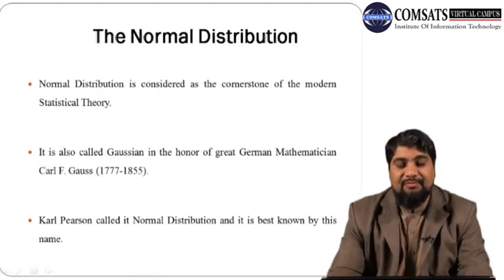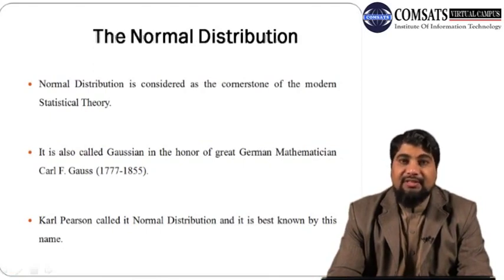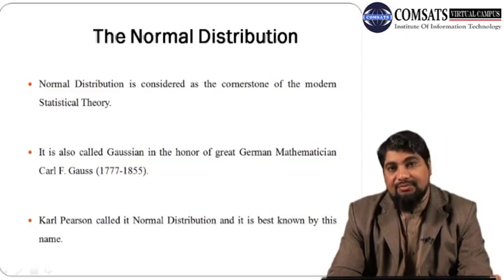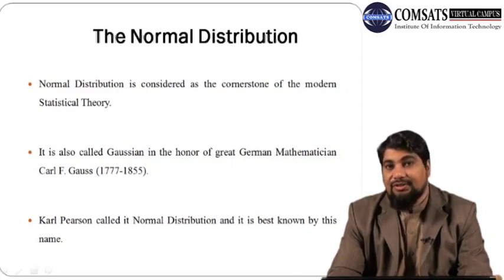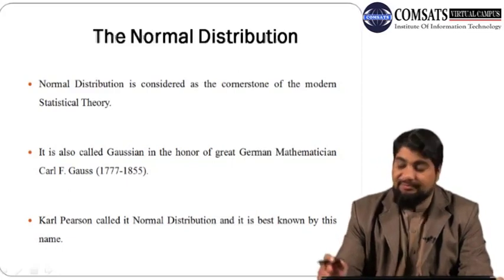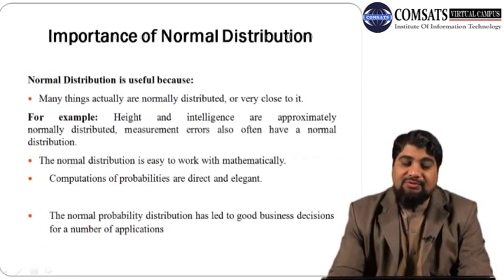The normal distribution. Normal distribution is considered the cornerstone of modern statistical theory. It is also called the Gaussian distribution, or simply the Gaussian, in honor of the great German mathematician Carl F. Gauss. Karl Pearson called this distribution the normal distribution, and it is best known by this name.